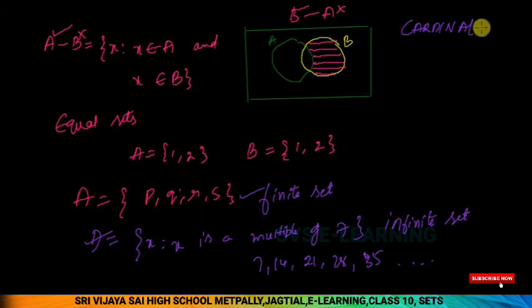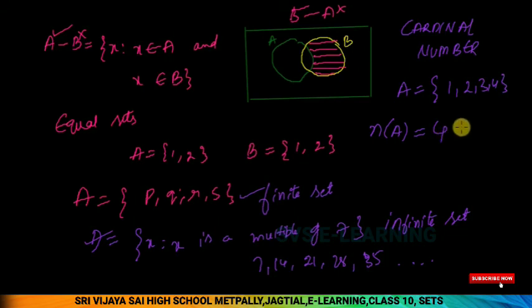What is the cardinal number of a set? Let us say I have a set A which contains the elements 1, 2, 3, 4. How many elements are in set A? 1, 2, 3, 4. 4 elements are in set A. So the number of elements in set A is 4, and so we say that the cardinal number of set A is 4. The cardinal number of set A is represented like this: N of A. Similarly, the cardinal number of set B would be represented like this: N of B.